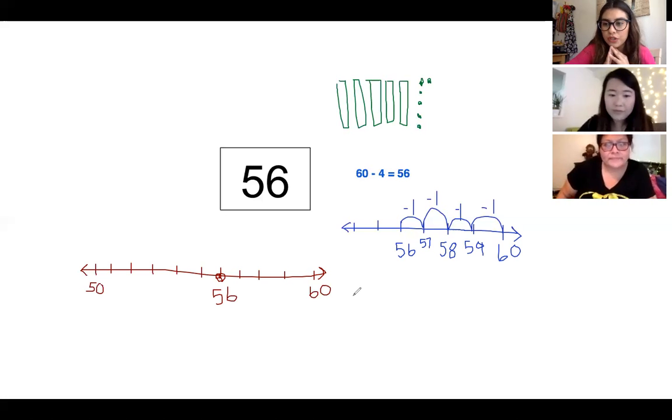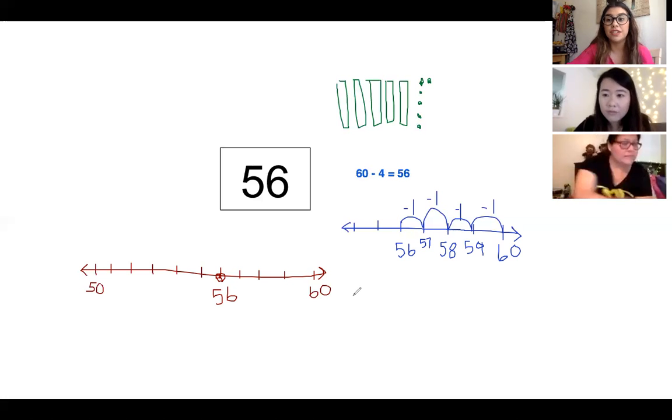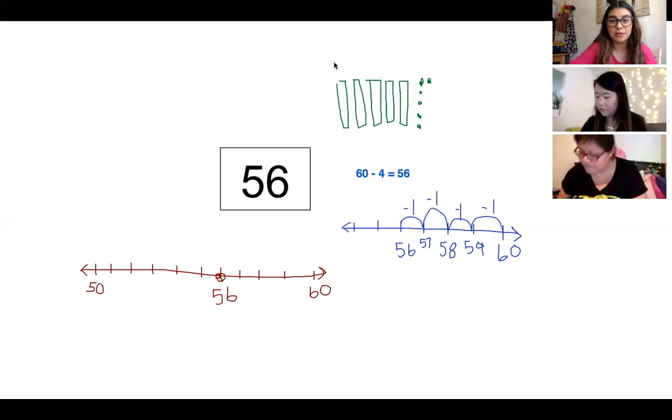Can both of you write a subtraction sentence that represents 56? Got it. Because that's what we're talking about this week is subtraction. And we really want to see if we can use 56 in a subtraction number sentence.